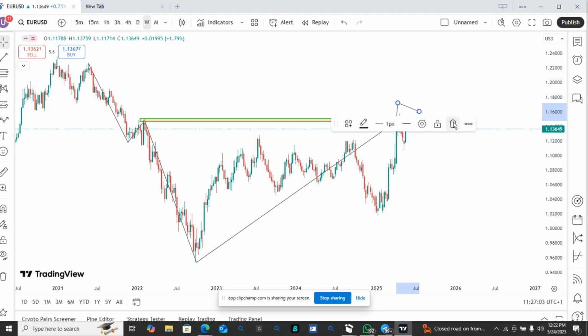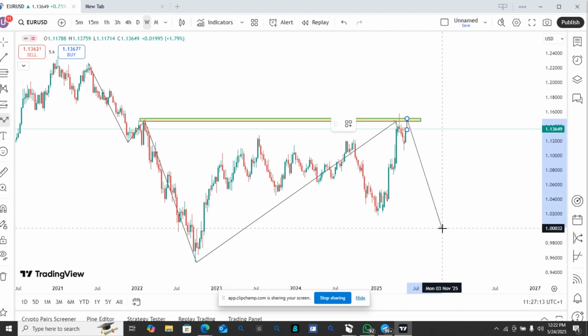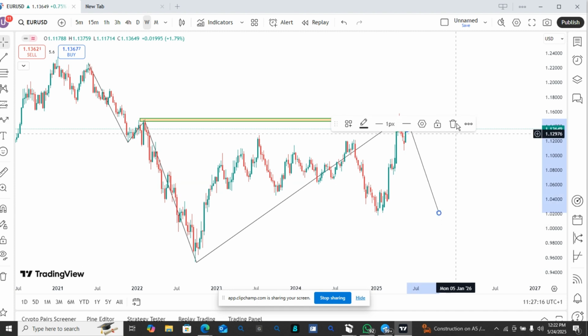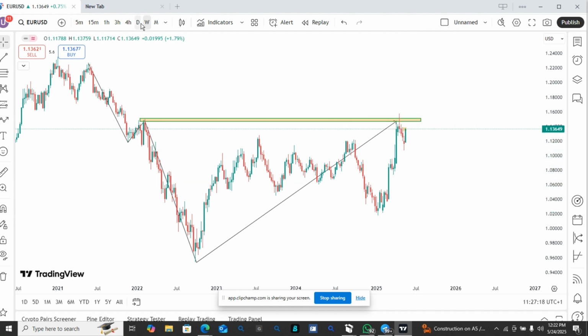Let me put it again. I'm expecting this price from this weekly to push up to this zone, making contact for the third test before falling down. So let's go down to daily time frame for further look.